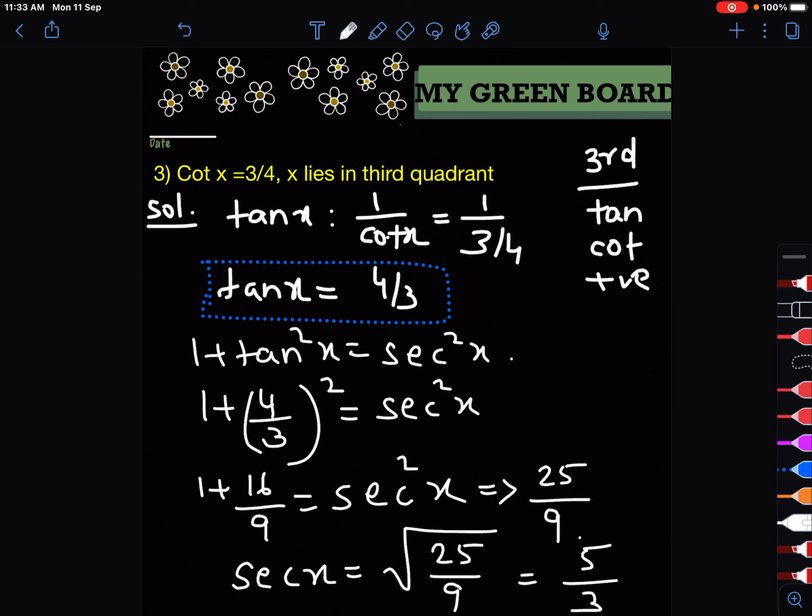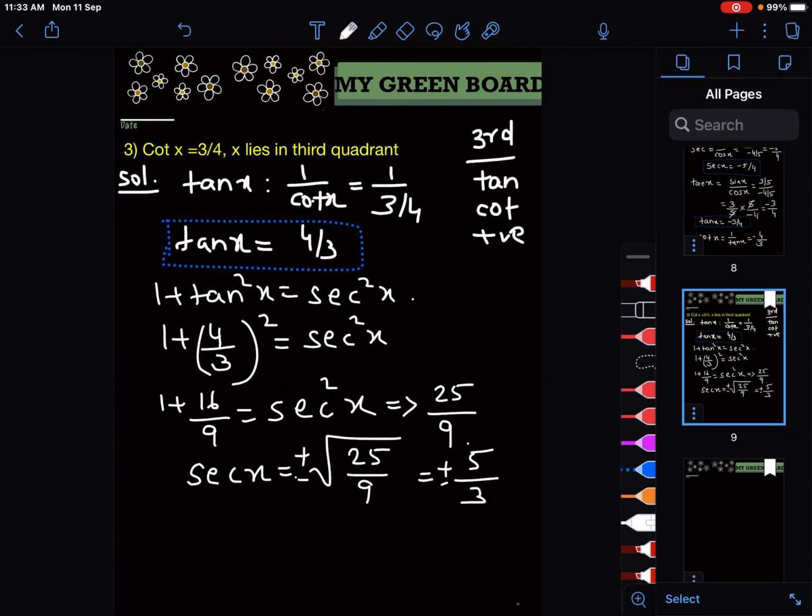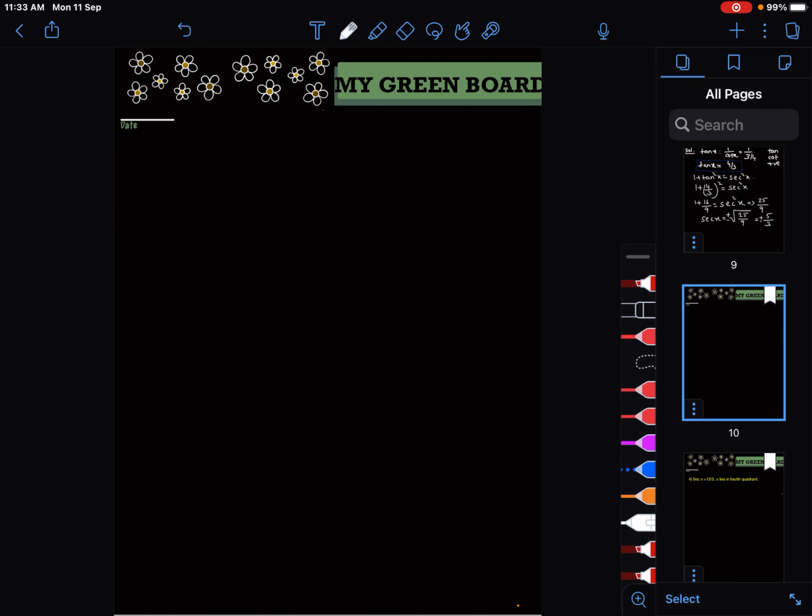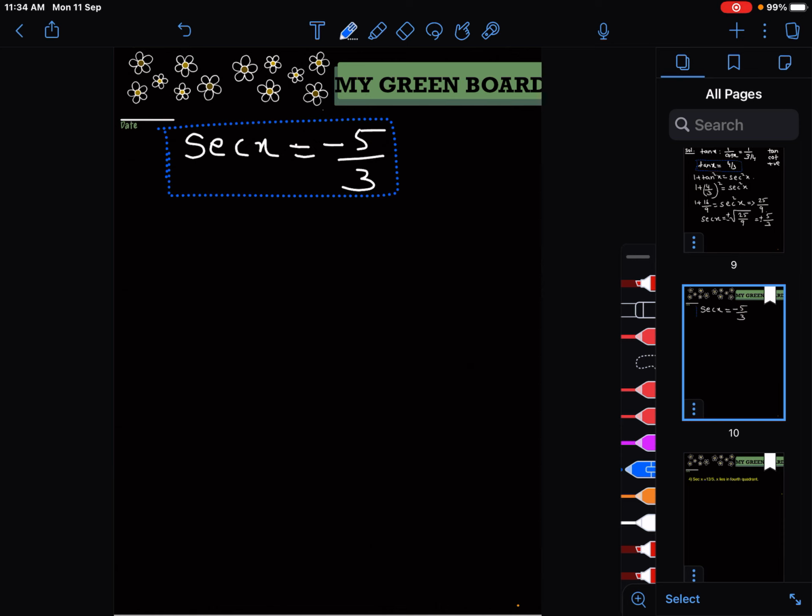Okay. So this one, 5 by 3, you need to know if it is a plus or minus 5 by 3. Okay. We need to know this. So in the third quadrant we know that other than tan and cot, the rest are negative. So we are going to take it as negative. So we will be getting secant x as minus 5 by 3, because other than tan and cot the rest are negative. Okay children.